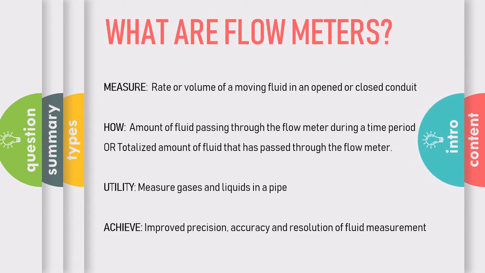So what are flow meters? Flow meters are devices used to measure the rate or volume of a moving fluid, either liquid or gas, in an open or closed conduit. It does so by either measuring the amount of fluid passing through the flow meter during a time period or by measuring the totalized amount of fluid that has passed through the flow meter. It is most useful when used to measure gases and liquids in a pipe. Flow meters ultimately improve the precision, accuracy, and resolution of fluid measurement.